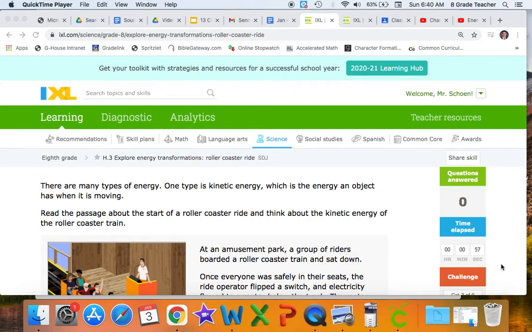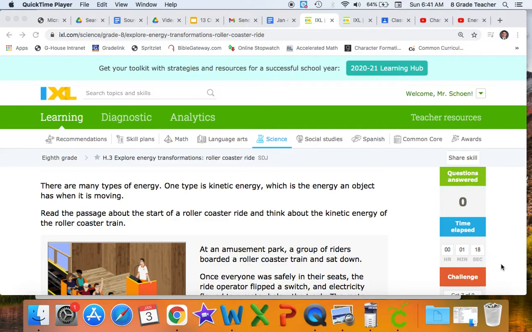Today in 8th grade science class, we're going to take a look at these IXL activities, H.3 and H.4, in which we're exploring different types of energy transformations. In lesson 2 in chapter 13, we learned about how energy does not get used up, nor produced, but it's changing form. It's transforming from one form to another. And we're going to take a look at two real-life examples.